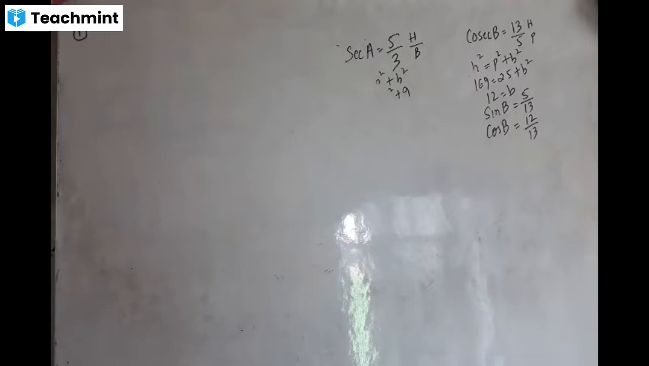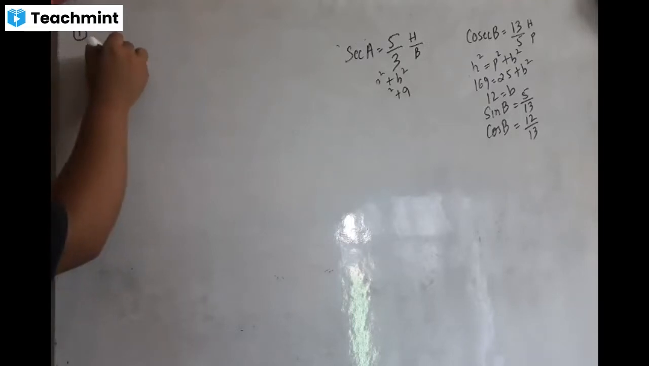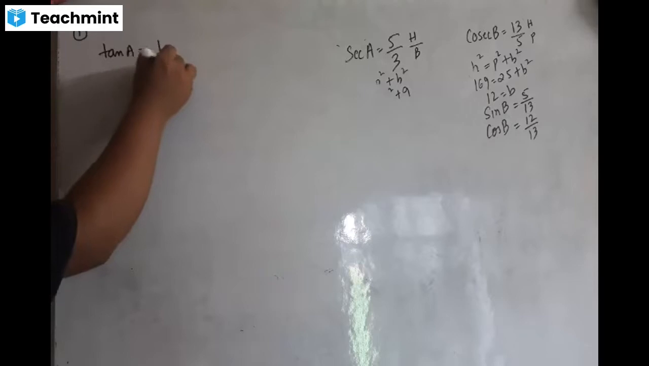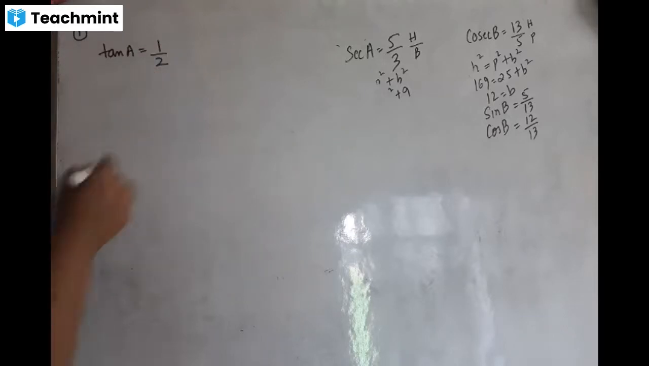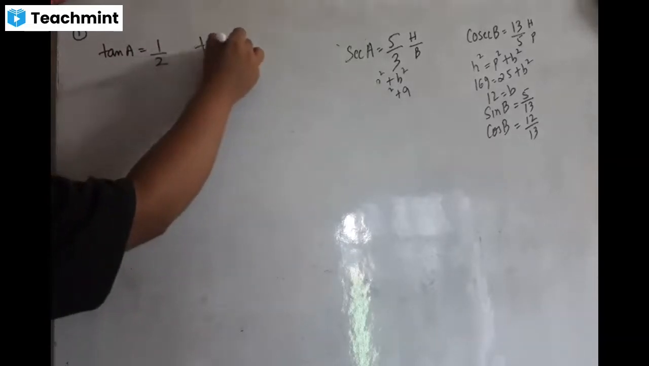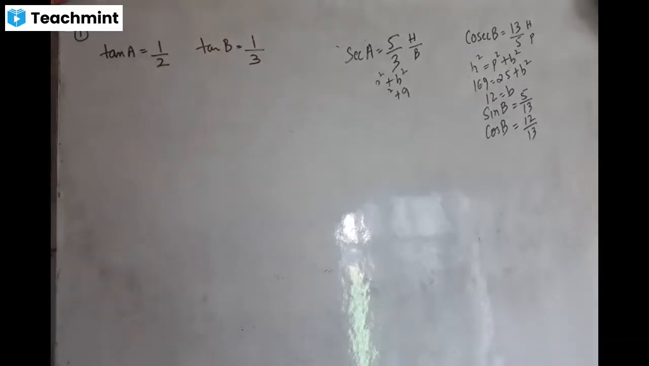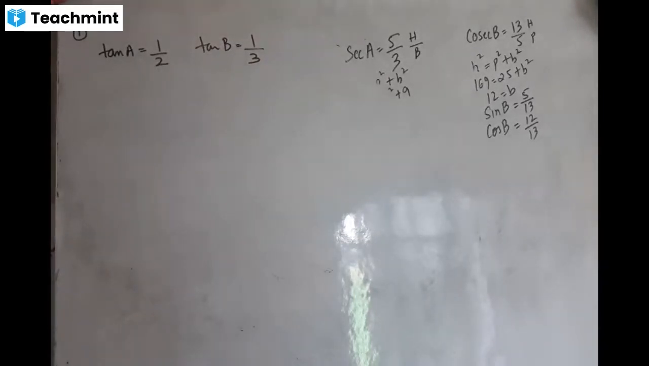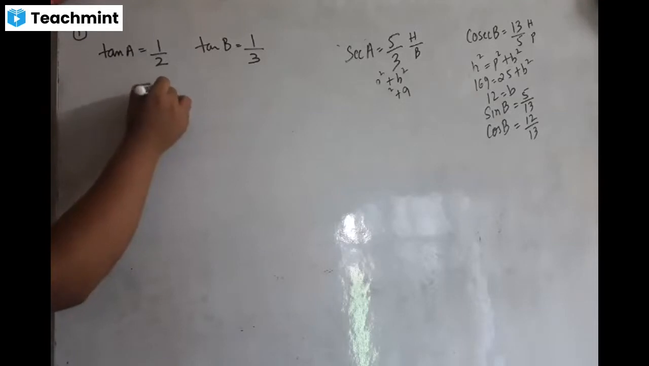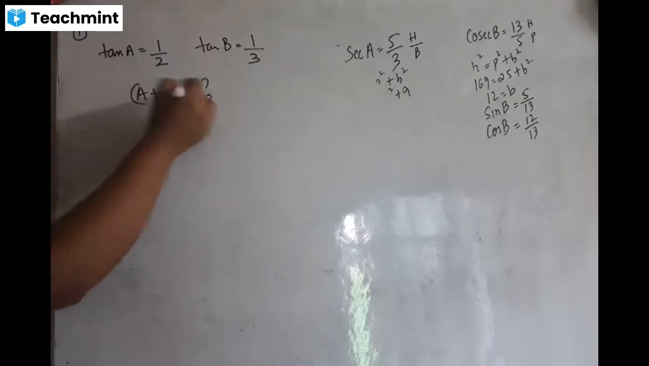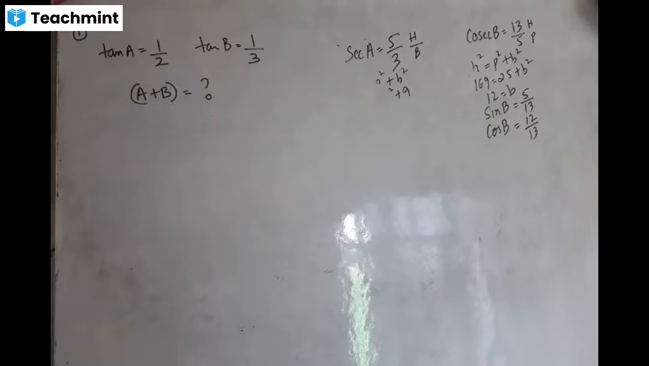14 subdivision 1 says if tan A equal to 1 by 2 and tan B equal to 1 by 3, you have to find the value of A plus B. So how do you do this? We know tan A is 1 by 2 and tan B is 1 by 3. Is that clear? I need to find A plus B. So how do I do these type of questions?